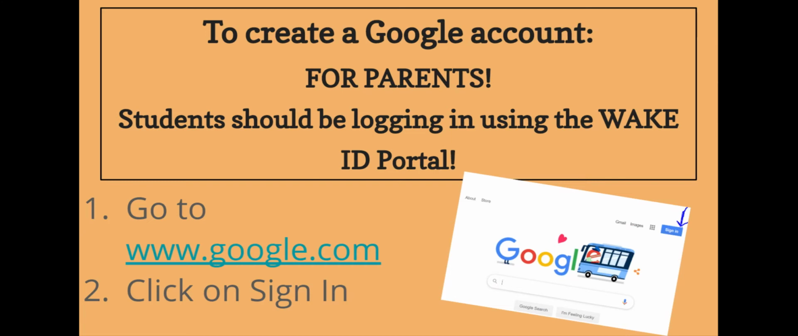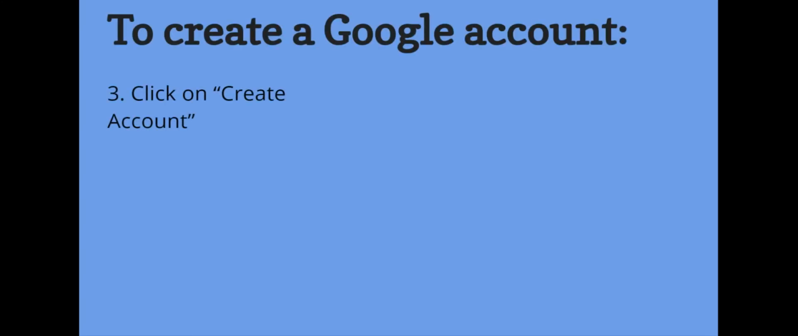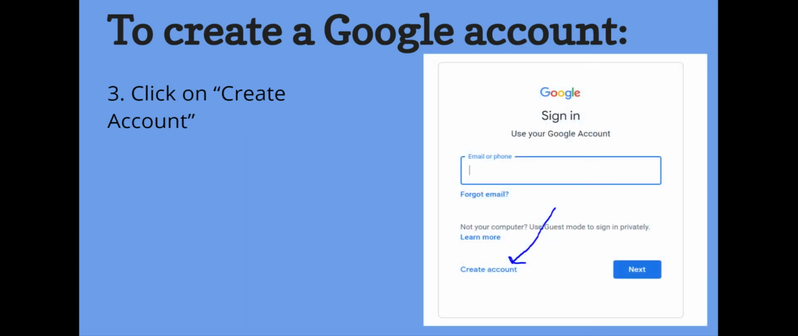So when you go to google.com, this screen pops up, and as you can see where my blue arrow is pointing, that is the sign in. Even though you might not have a Google account currently, you need to click the sign in button in order to be able to create your own Google account. So after you click sign in, you'll click on create an account and this screen will pop up.